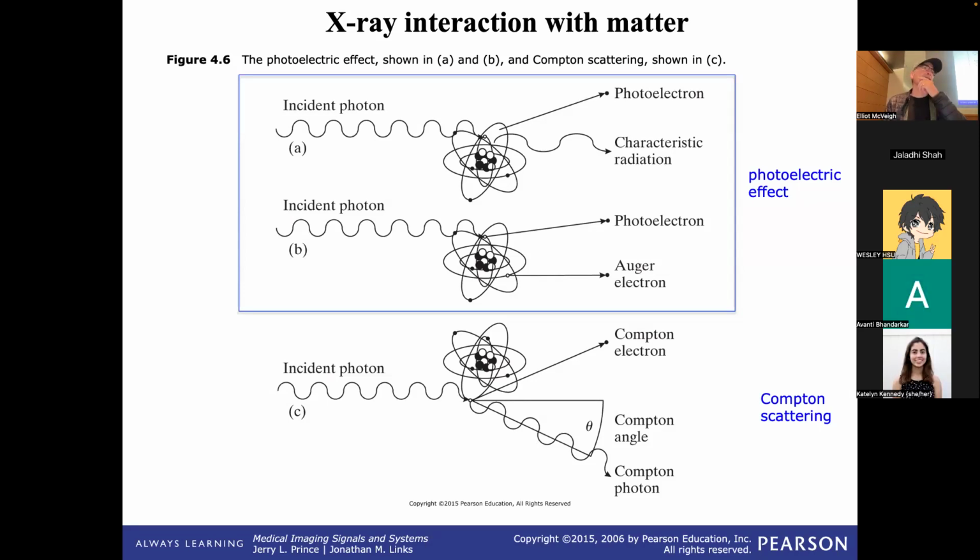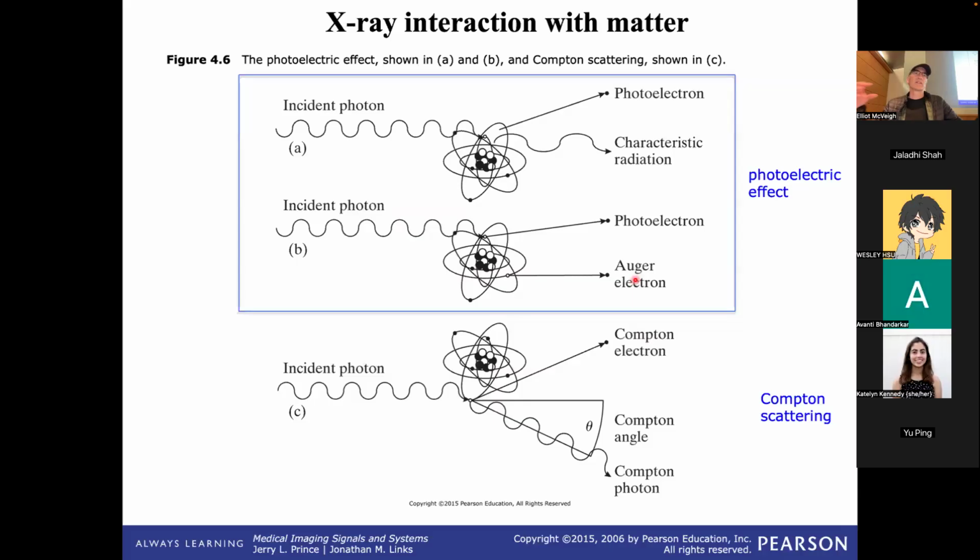We figured out how you make the X-rays from our X-ray light bulb or X-ray tube. And then once we have these X-rays labeled here called incident photons, we basically have two major ways of those X-rays interacting with matter or with the patient. The photoelectric effect, in which the X-ray knocks an electron off of the atom. It's called the photoelectron. And then you can have a characteristic radiation come out of that atom, or you can have an Auger electron come out.